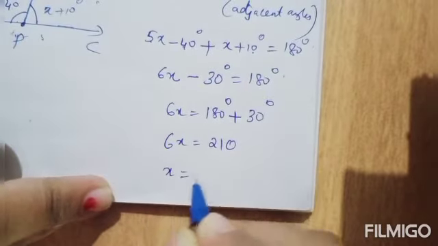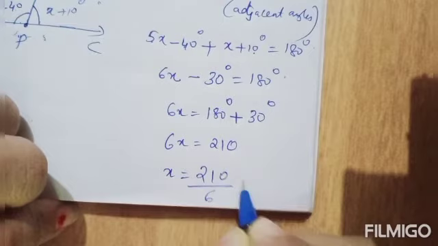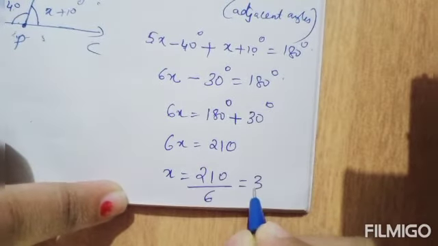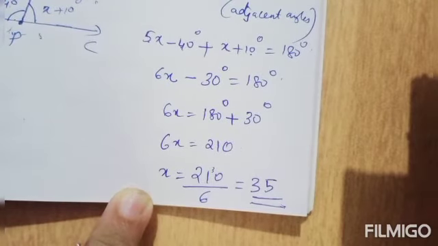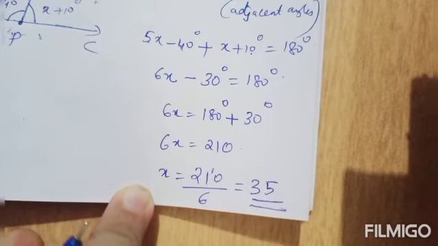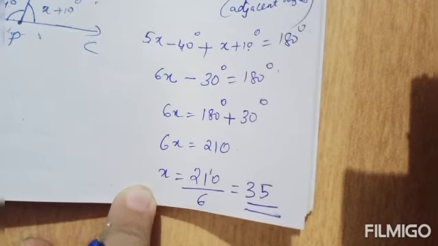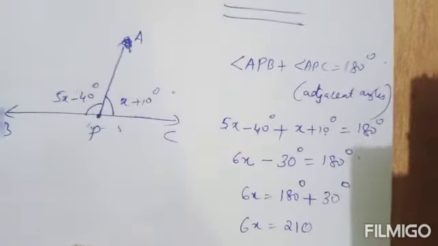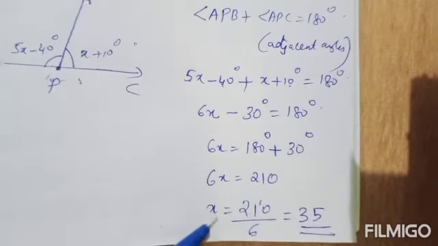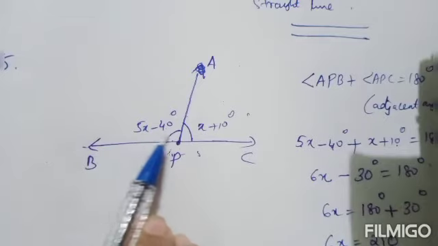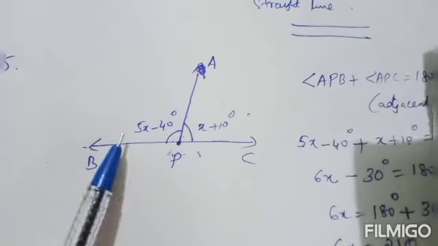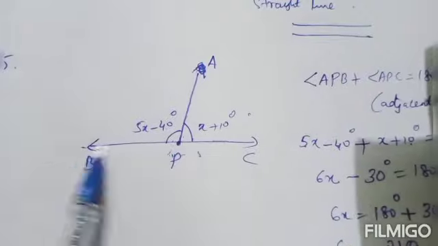Okay, so what will be x here? x will be 210 by 6. Now 6 into 3, 18. 6 into 5, 30. You will get the value of x as 35. Now in that, one more question is there. You have to find angle APB. Find the values of x and angle APB, that is the question. So x we got 35 degree. Next you have to find APB. APB is given in the question as 5x minus 40 degree. Now substituting the value of x in this, you will get the angle APB.